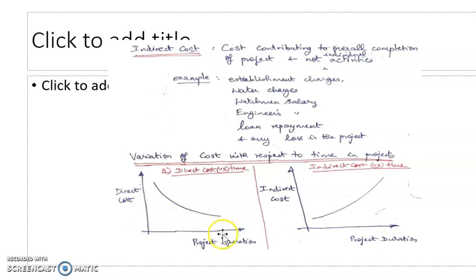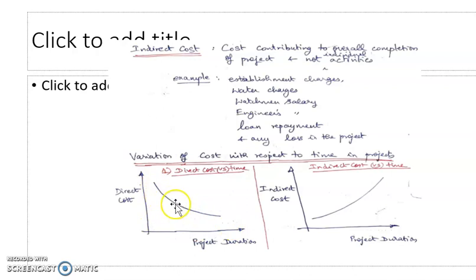Now, normally any client or end user will require the project to be completed earlier so that the benefits are enjoyed earlier. So therefore, they will tend to have a reduced time of completion from the normal time. That reduced time of completion is possible by deploying more resources and therefore the direct cost would increase. That is why the direct cost always has an inversely proportional trend with respect to time.